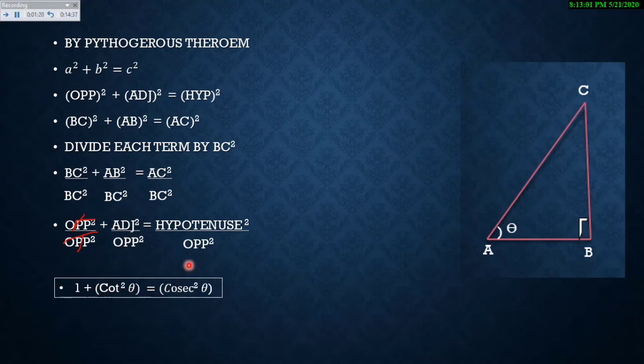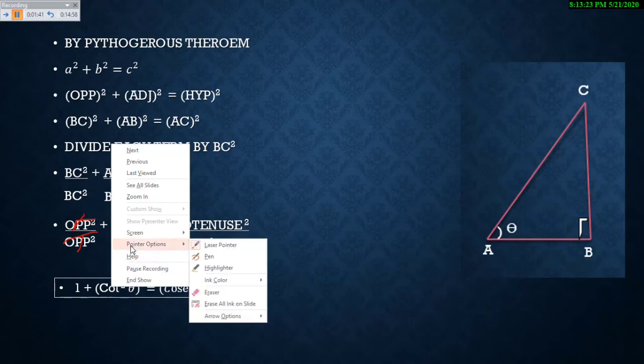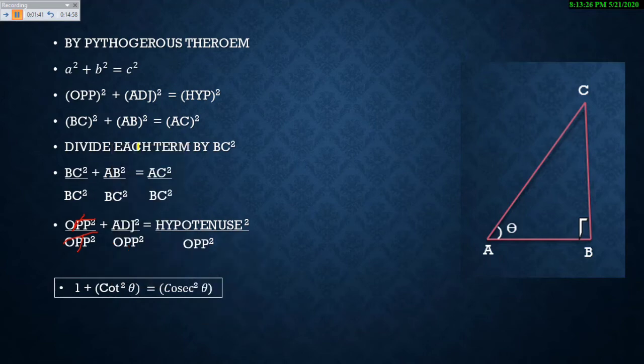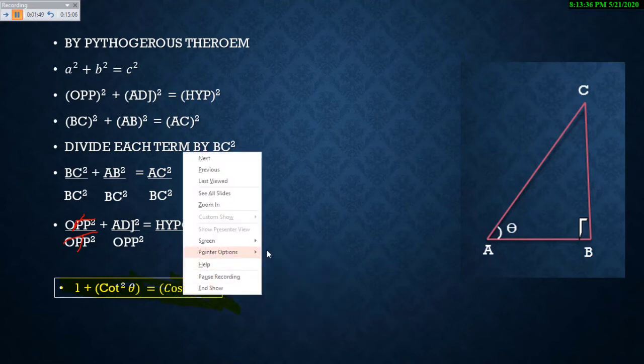And we know that sin theta equals opposite side by hypotenuse side. And we know that cosecant theta is the reverse of sin theta. So we get here hypotenuse by opposite equals cosecant square theta. Okay, what is the third identity? The third identity is 1 plus cot square theta equals cosecant square theta.